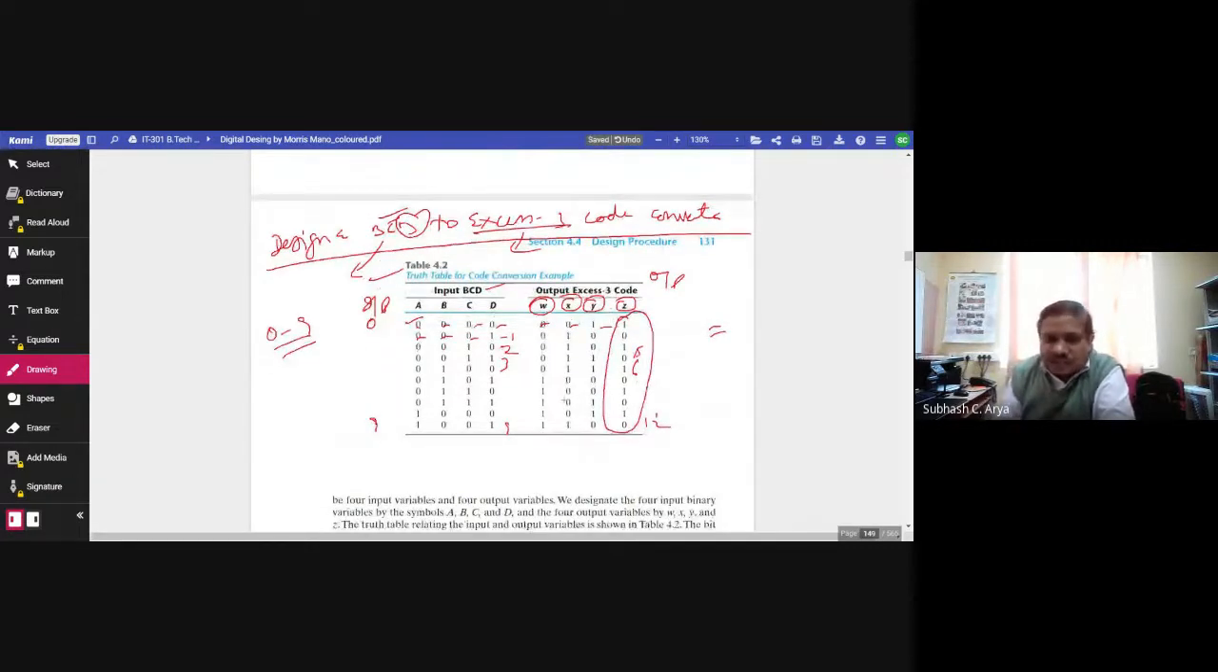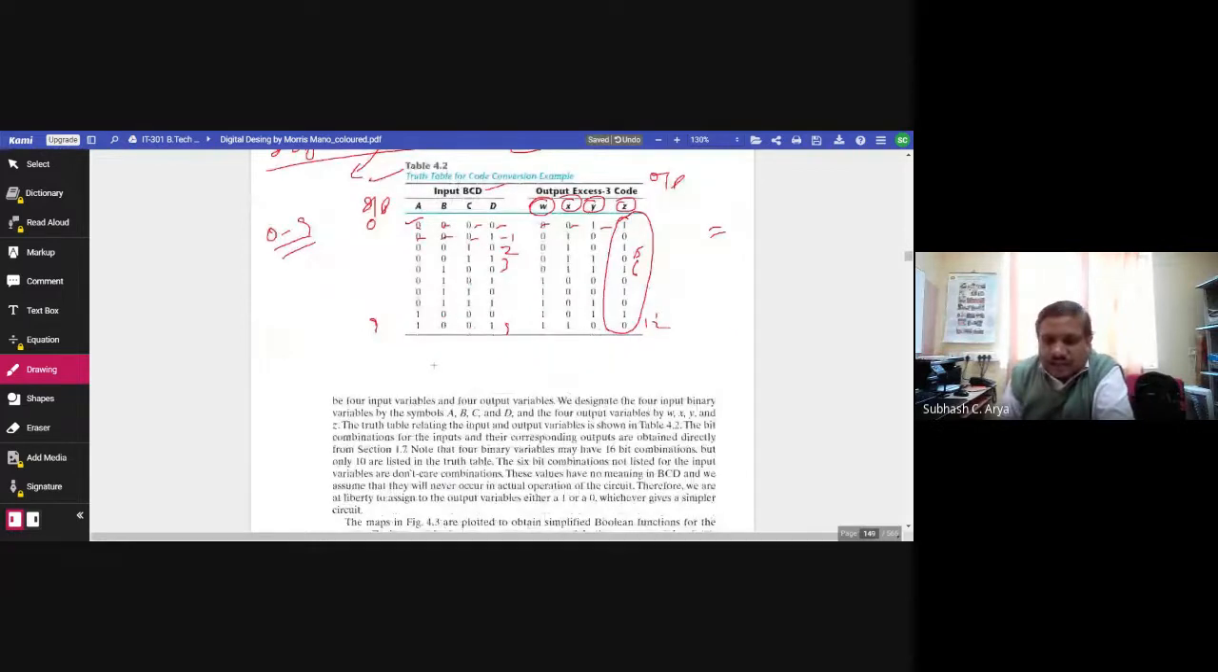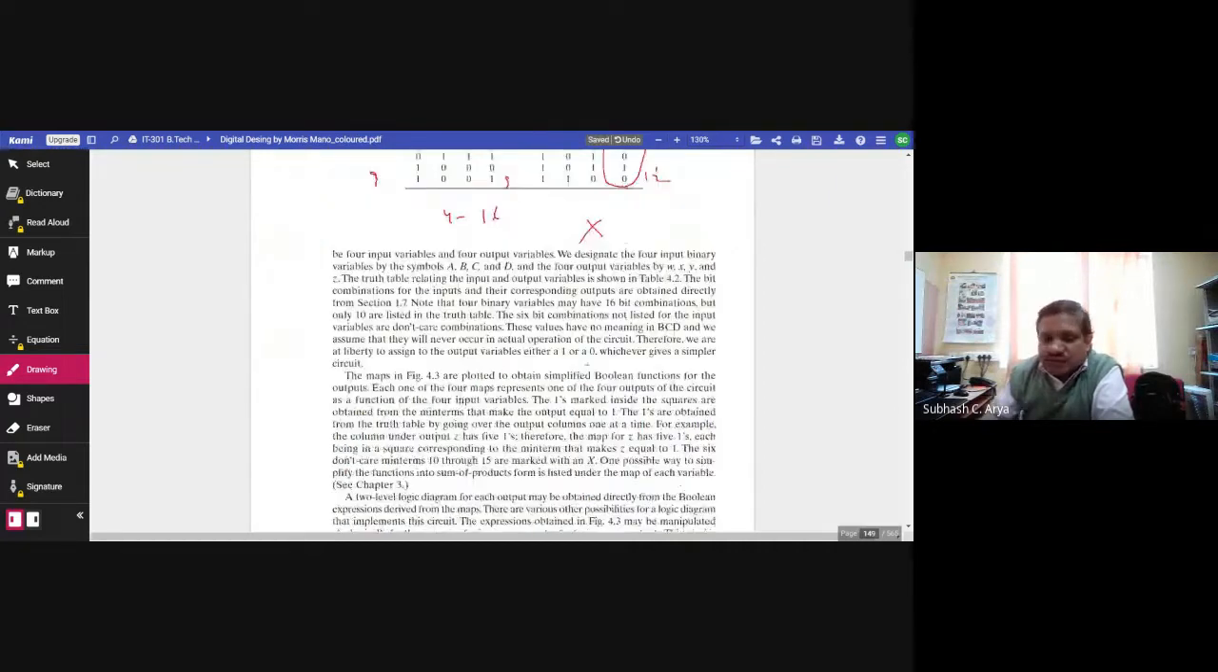For the rest, because a Karnaugh map for 4 variables has 16 locations, up to 9 it's okay. From 0 to 9, you will have this specific output. But after that, it is not defined. There you will put the don't care condition. So you can see here.